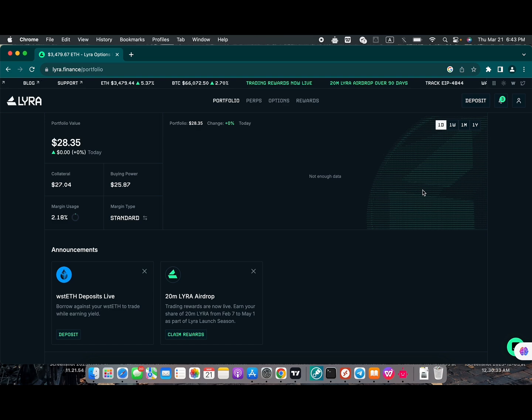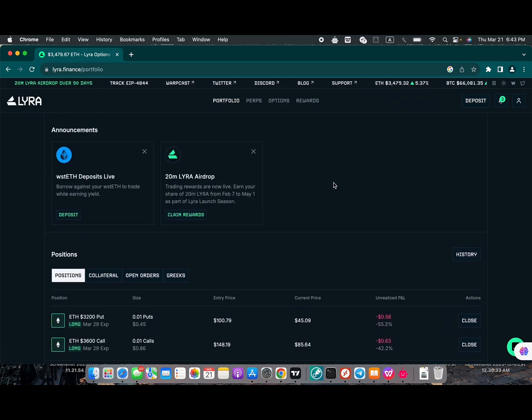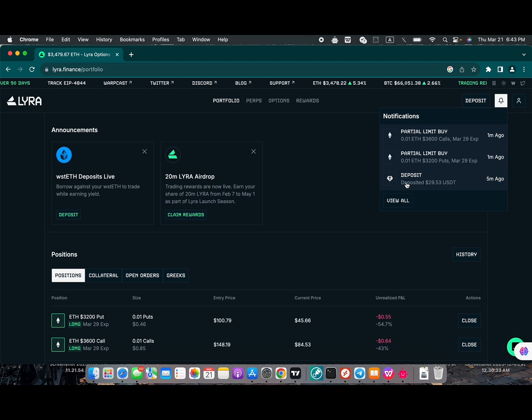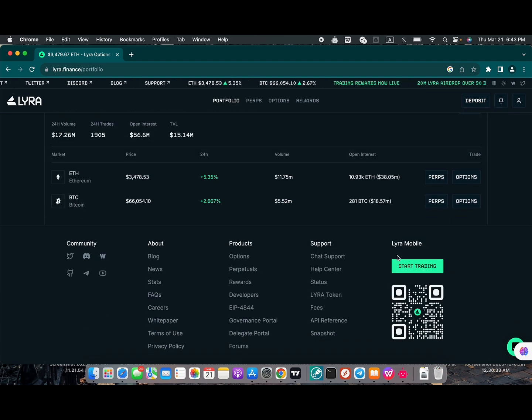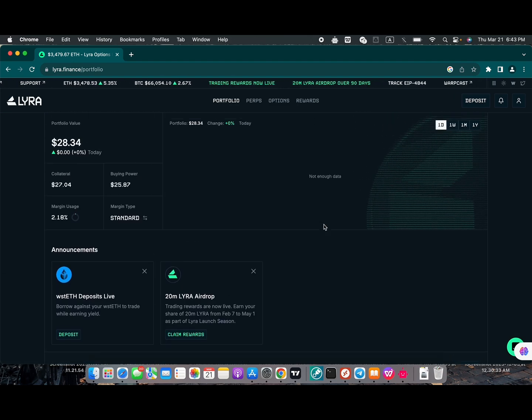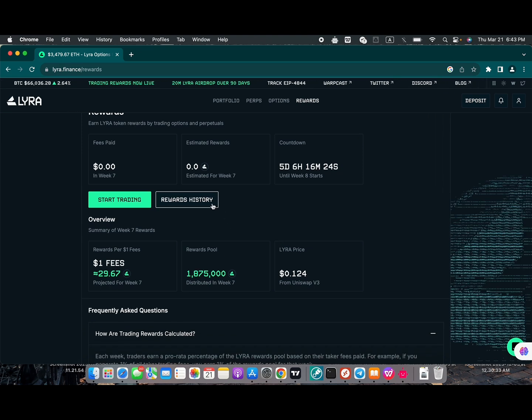It's important in everything you're doing here, because look at this, a 20 million Lyra airdrop over 90 days. So the more fees you accumulate, the more Lyra points you get. I can see all this. I want to see how many Lyra points I get. I think I've forgotten where I saw that. Okay, rewards, yeah. So reward history.